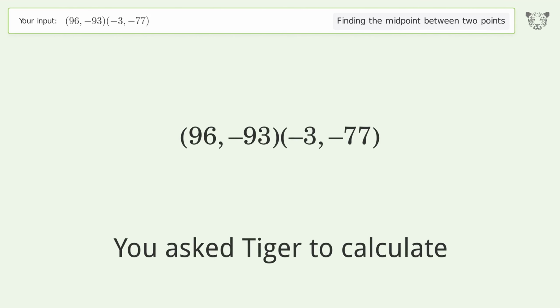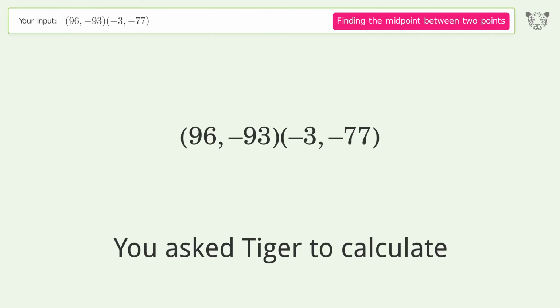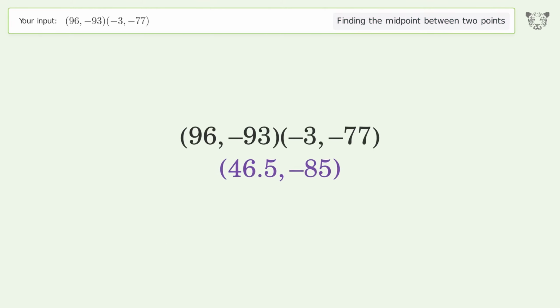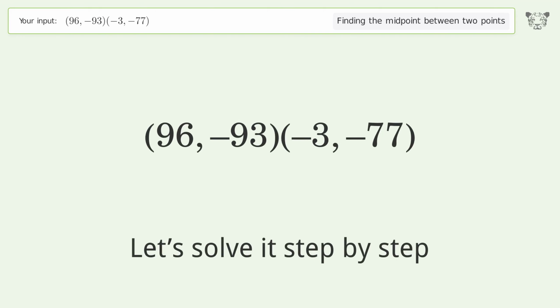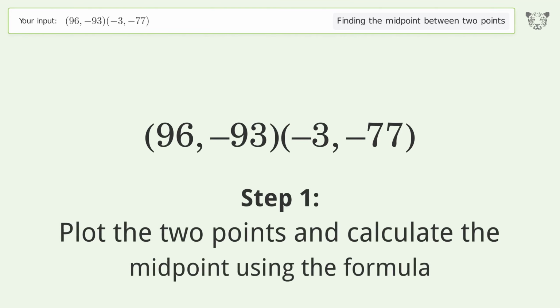You ask Tiger to calculate. This deals with finding the midpoint between 2 points. The midpoint between the 2 points is 46.5, negative 85. Let's solve it step by step. Plot the 2 points and calculate the midpoint using the formula.